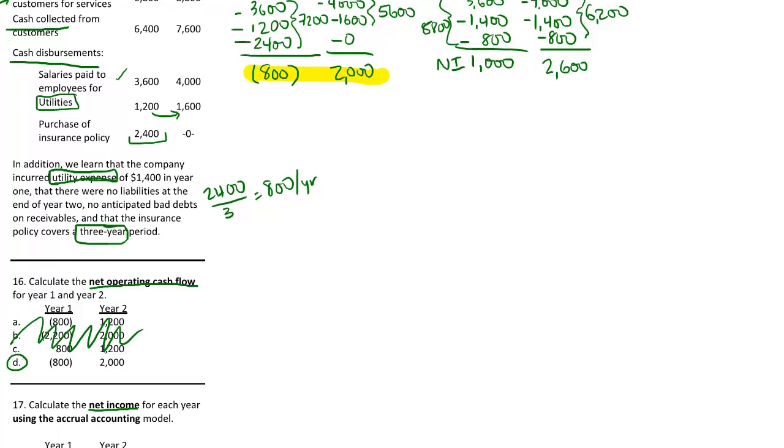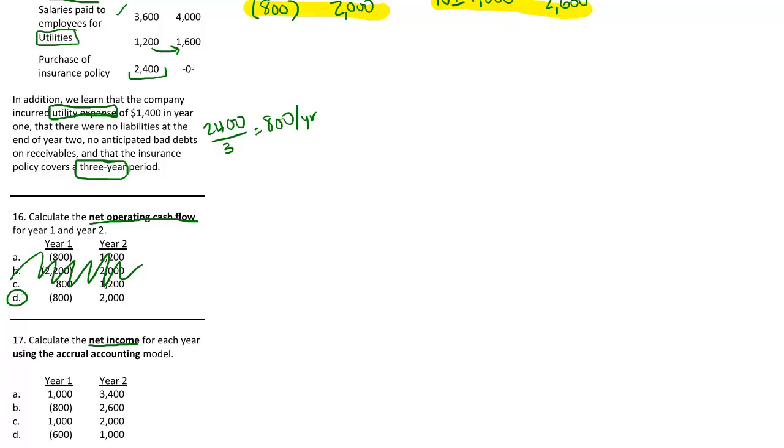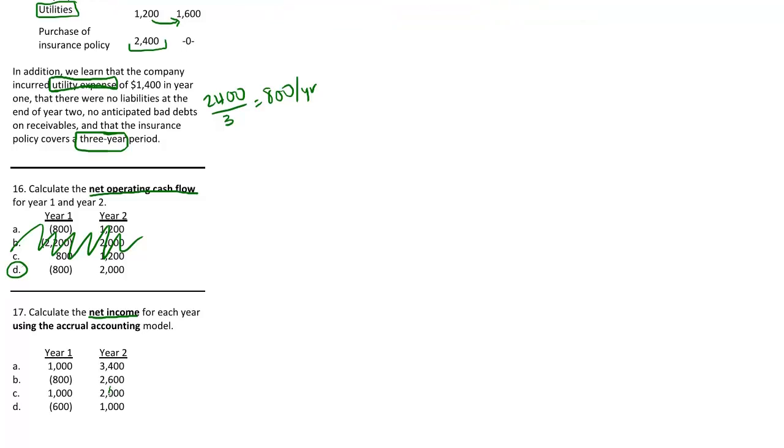For our net income, we have net income of 1,000 and 2,600. There's an error on my practice exam. That should be 1,000 and 2,600. Correct answer is C here. Okay, so it's not 34, but it's going to be 26. Correct answer is C.